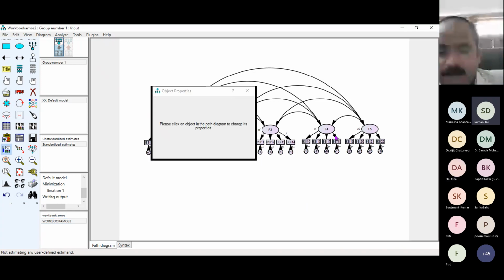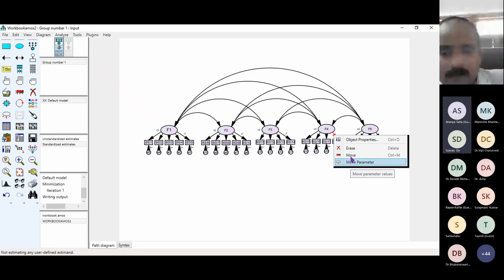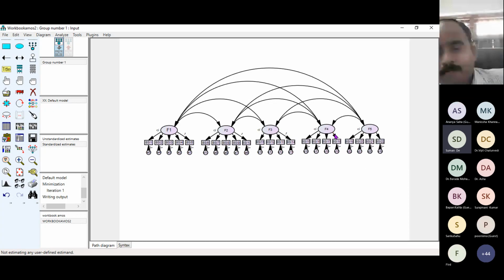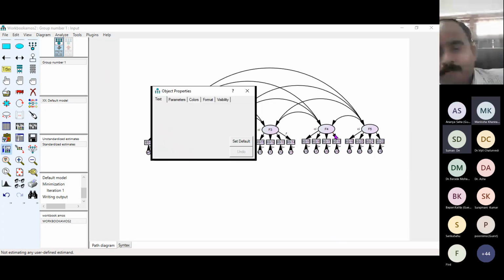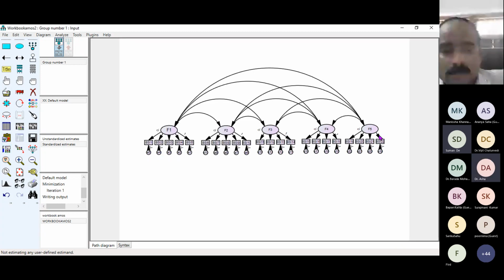Go to the parameter. Close that, again double click. Close that, again double click. Double click. Madam, double click. Sir, I'm doing double click only. Parameter. Okay, standard regression weight put 1. Close that. Same procedure you do here.